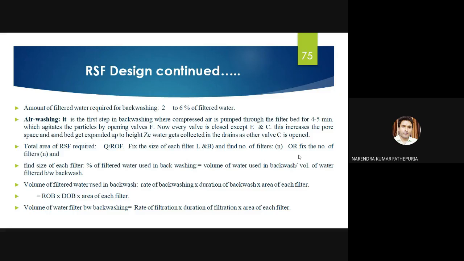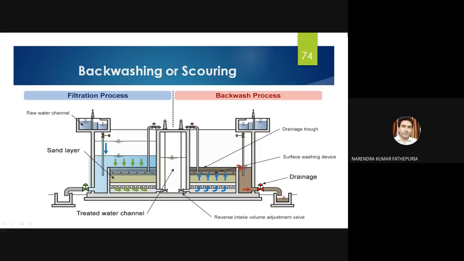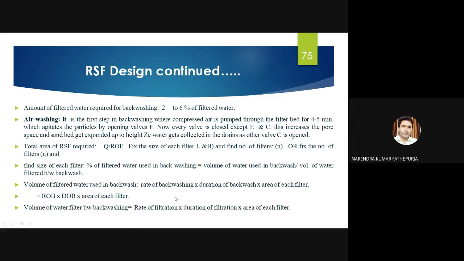So this ratio also plays a very important role when the efficiency of filtration is considered. So how much volume of water is used in backwashing? That is, suppose, 2 to 6% of total filtered water, divided by the volume of water filtered between backwashes. The volume of filtered water used in backwash is the rate of backwash multiplied by the duration of backwash multiplied by the area of each filter. You need a separate tank for it too, so that area is also defined.